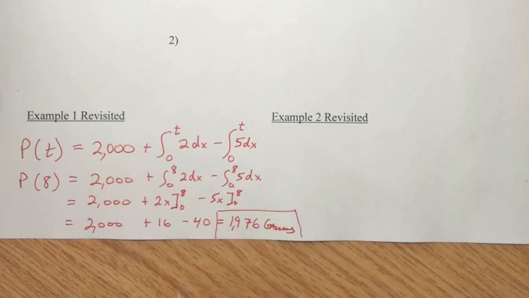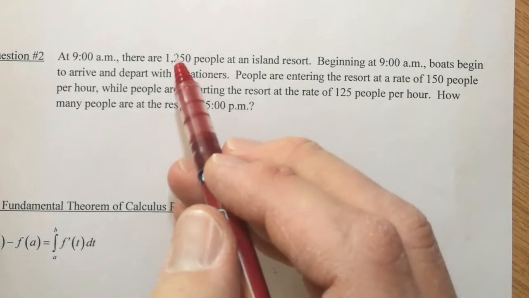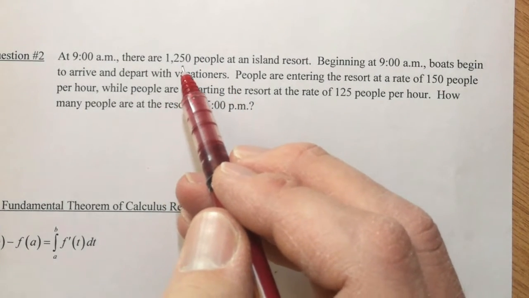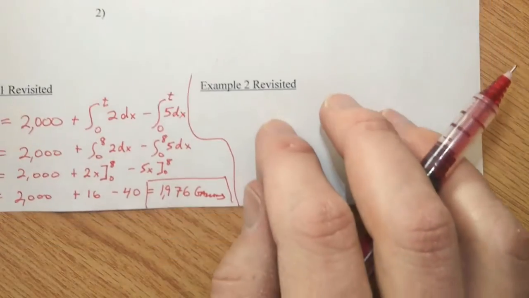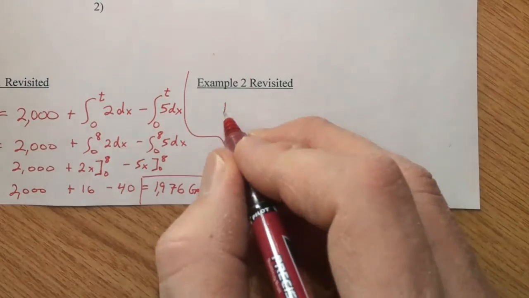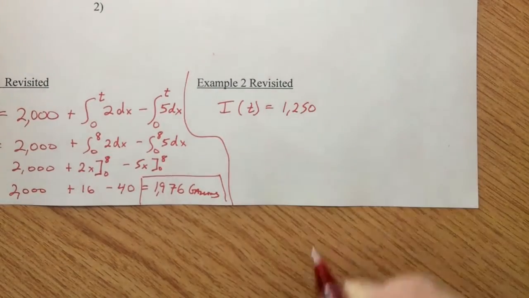So there's our equation in action. We do the same thing for example 2. We had 1,250 people at the island resort at the start of the day. So we'll call it I of t, for island. We have 1,250, that's our initial value.